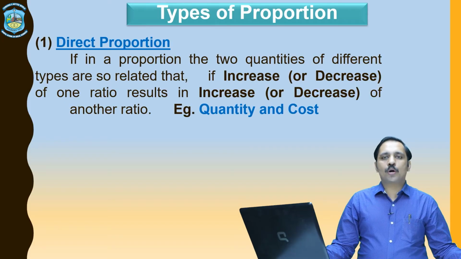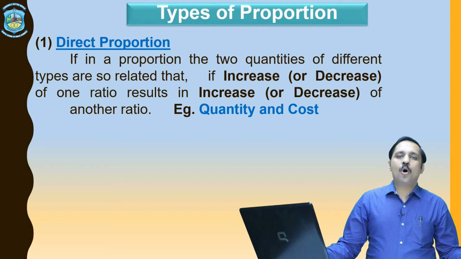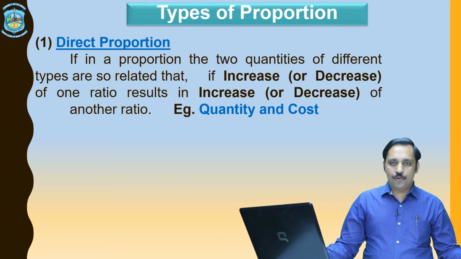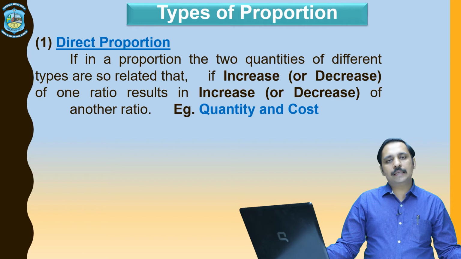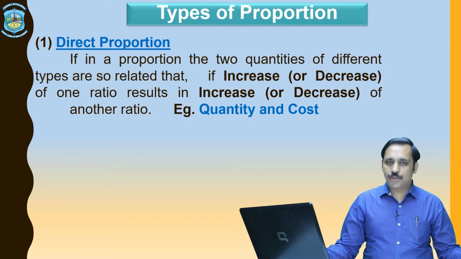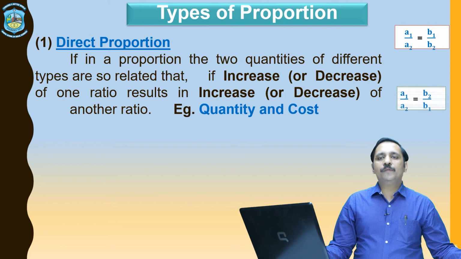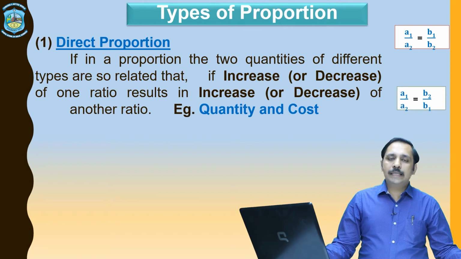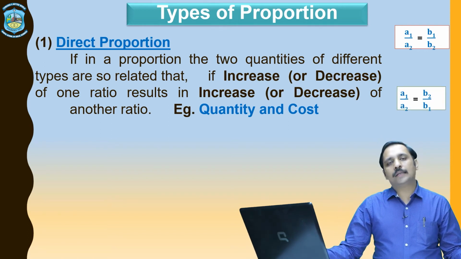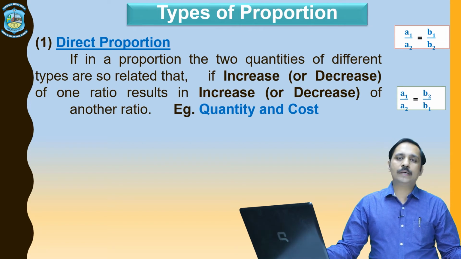Let us see types of proportions. The first type is direct proportion. If in a proportion the two quantities of different types are so related that an increase or a decrease in one quantity or ratio results in increase or decrease in the other ratio. For example, we have A1 upon A2 is equal to B1 upon B2. If we increase or decrease one quantity, the other quantity also increases or decreases.